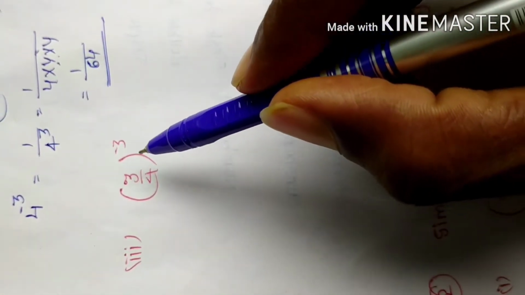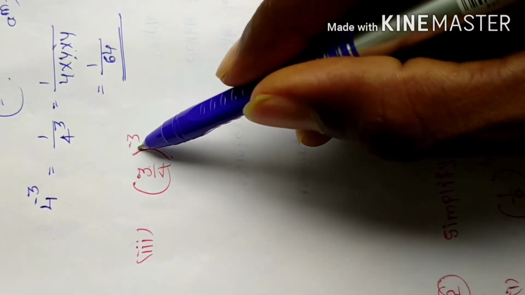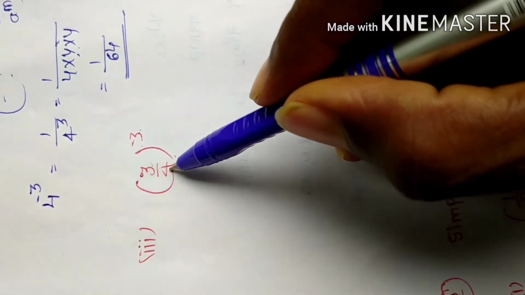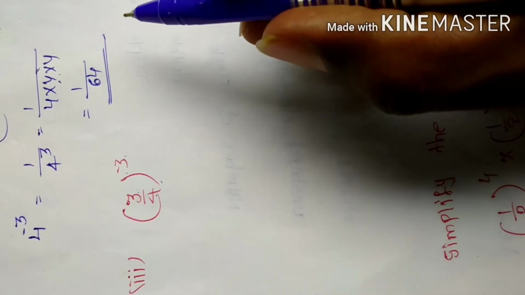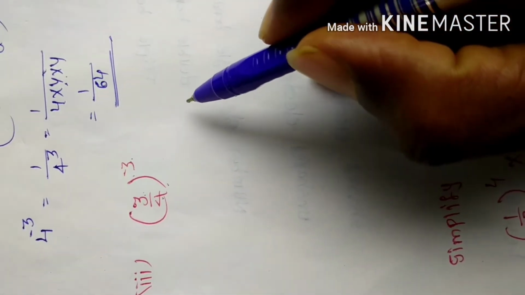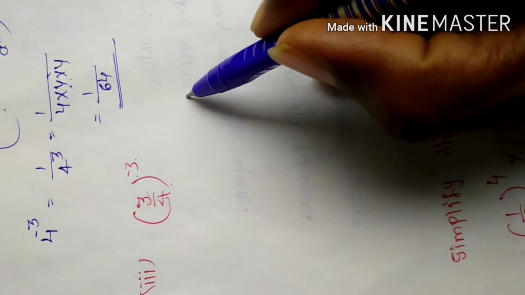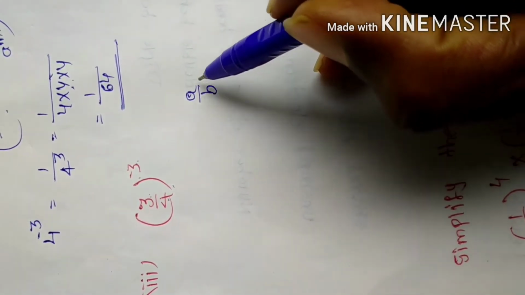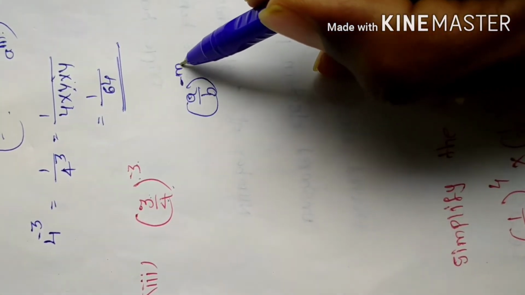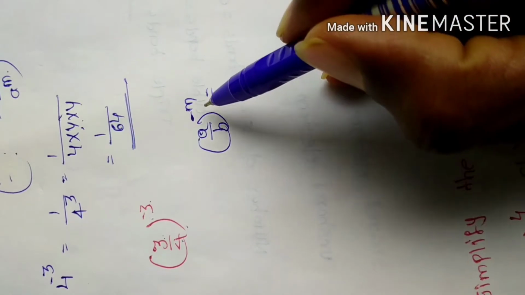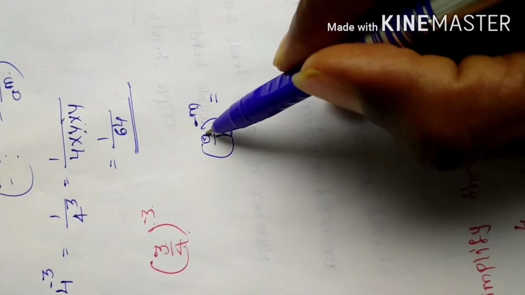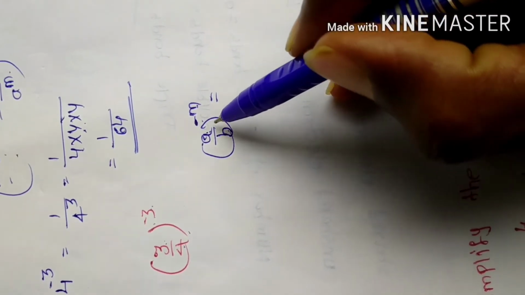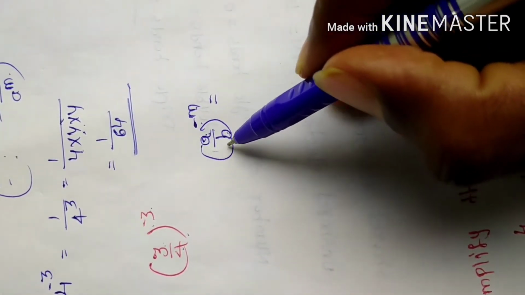Next one here, 3 by 4 whole power minus 3. 3 by 4 whole power minus 3. Already we know one formula. One more here: a by b whole power minus m is equal to, we have to write a as the numerator, b as the denominator. Just you can write the reciprocal of this number.